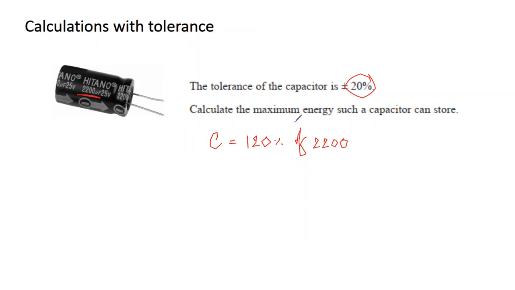right? And then to calculate the maximum energy, recall the equation for capacitor energy involving capacitance and voltage. This is the voltage, by the way. It's E equals half CV squared. Plug in the values, you'll get your answer. And just to remind you, always link tolerance with capacitance. And why did I take 120%? 20% more, because it says maximum energy, that's why.